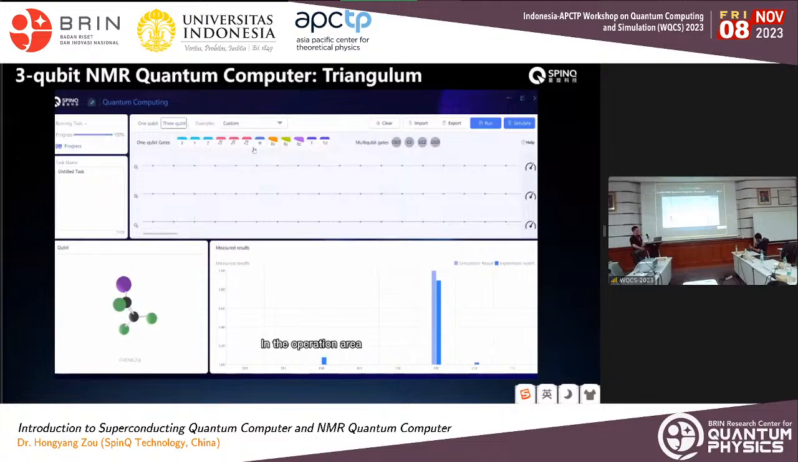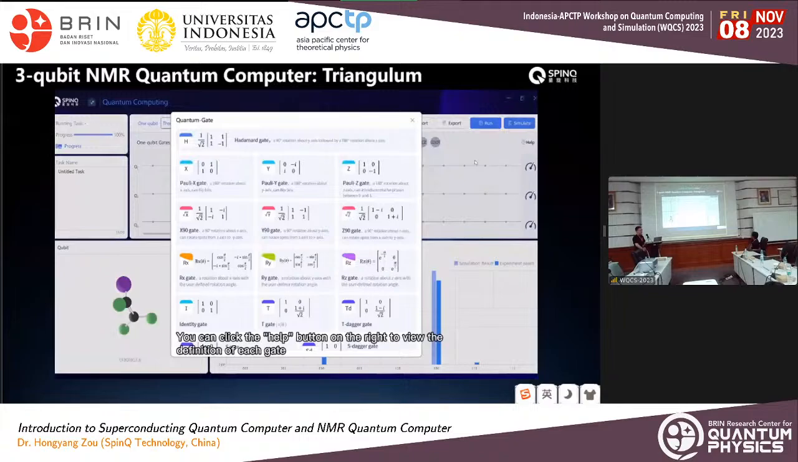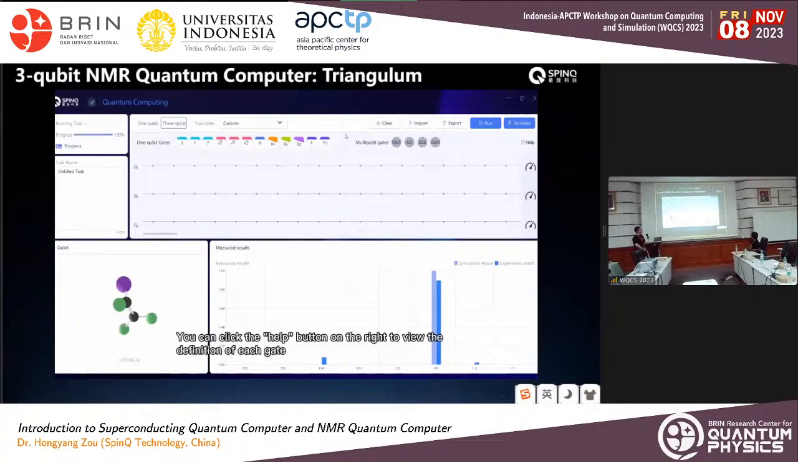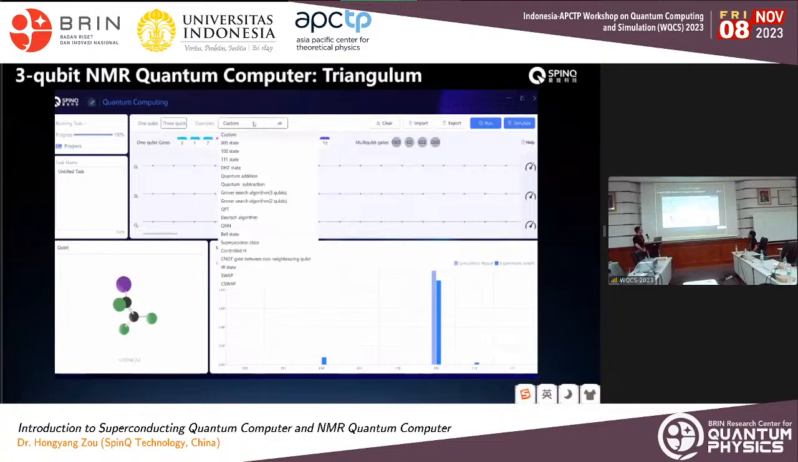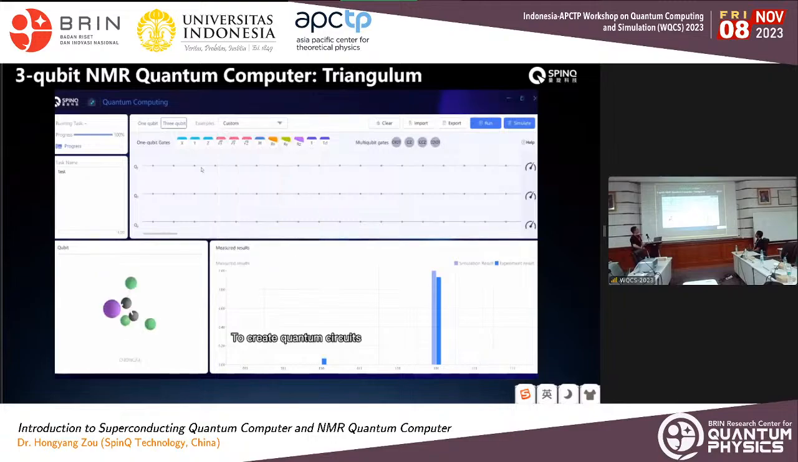In the operation area, we have defined some quantum gates in the system, including single-bit gates and multi-bit gates. You can click the Help button on the right to view the definition of each gate. The 3-bit computing has built-in algorithms, and users can directly choose and run the experiment. To create quantum circuits, we can directly drag quantum gates into the quantum circuit.